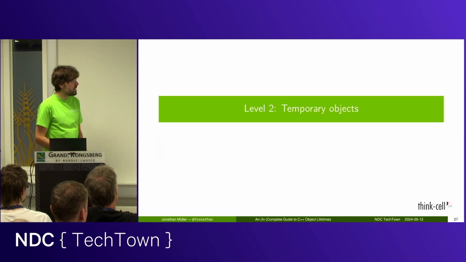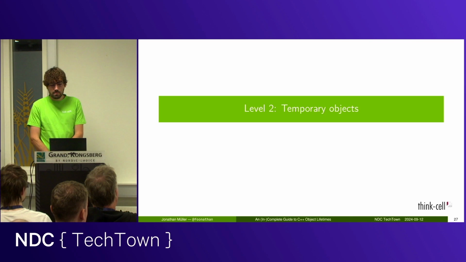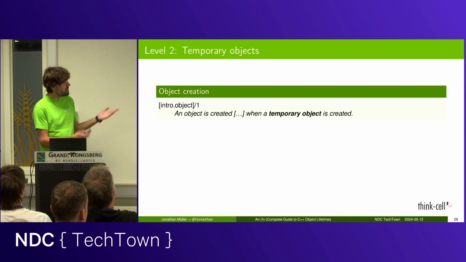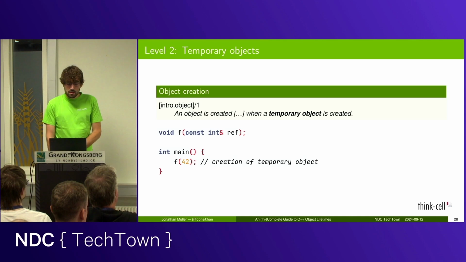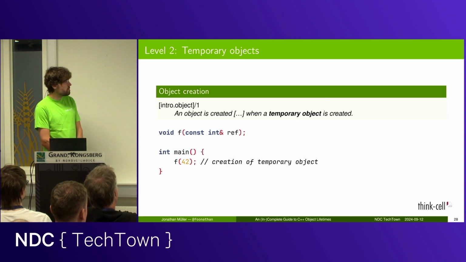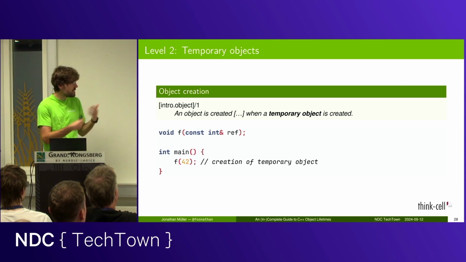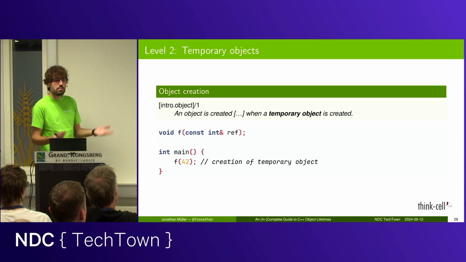So something more interesting is level 2, temporary objects. An object is created when a temporary object is created, which is a tautology. So consider this code. We've got our function f, which takes an int reference, and then we call it with 42. Now 42 isn't an object. 42 is a value, right? It doesn't have storage, it doesn't live anywhere, it's just the number 42.